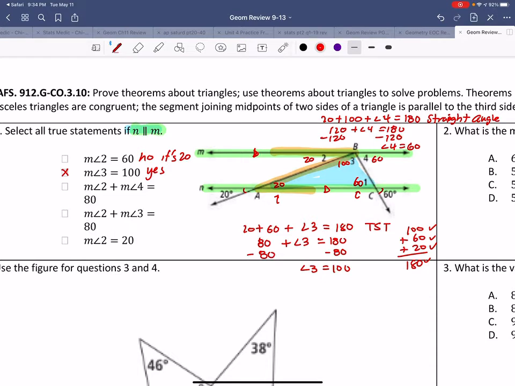Is angle 2 plus angle 4 equal to 80? So angle 2 is 20 and angle 4 is 60. Do those add up to 80? Yes. What about angle 2 is 20 and angle 3 is 100? That adds up to 120. That does not add up to 80. Is angle 2 20? Yes, angle 2 is 20. I have checked all that apply.